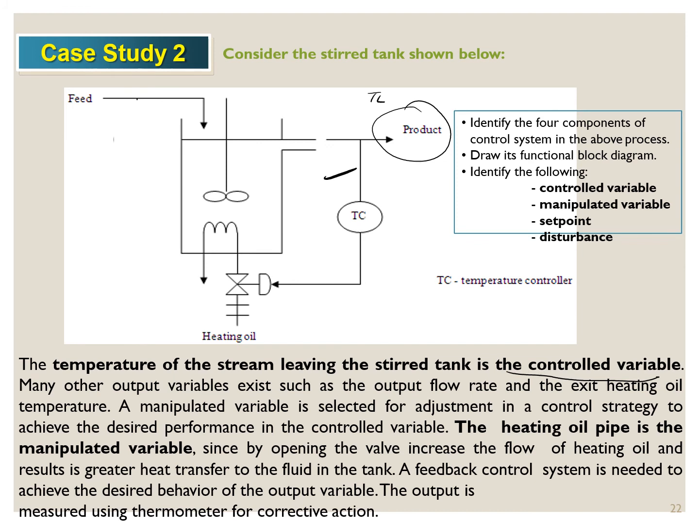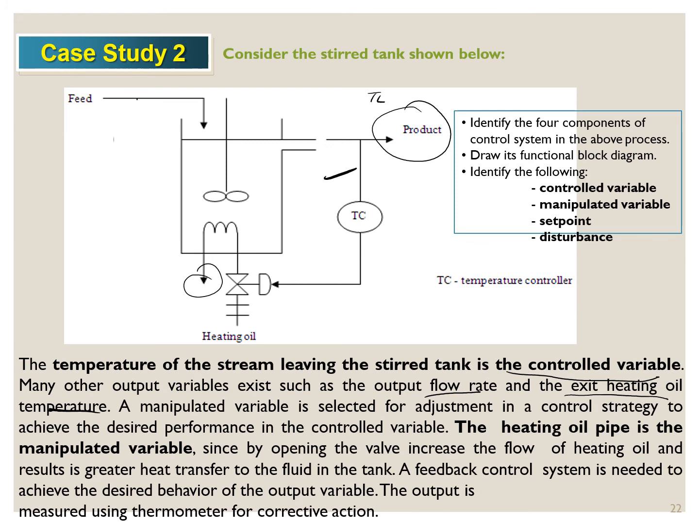Many other output variables exist, such as the output flow rate and the exit heating oil temperature. So we have a few other output variables instead of the temperature of the stream. Flow rate also, exit heating oil here. A manipulated variable is selected for adjustment in a control strategy to achieve the desired performance in the control variable.